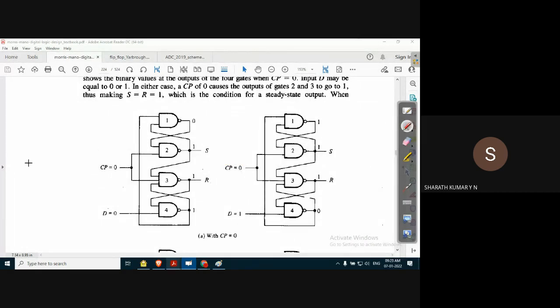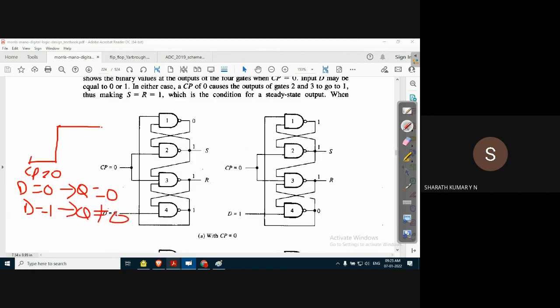Initially, clock pulse was 0 in this first case, and it rises to 1. When clock pulse was 0, D was 0. When D was 0, Q was equal to 0. Now D changed to 1, but Q did not change to 1. Why? Because clock pulse was still 0. Now, when the clock pulse changes state from 0 to 1, the output should also change, obviously, because there is a transition.